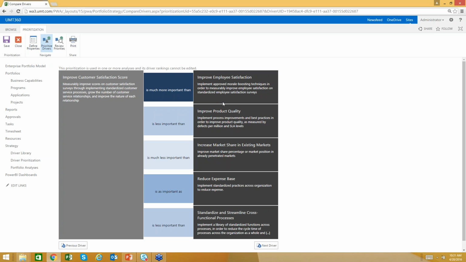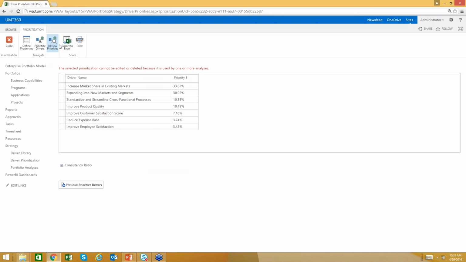Now, I won't bore you with clicking through each of those. I'm just going to fast forward to review priorities. So assume that was completed in a facilitated session with the CIO, and this represents the CIO's priority scores. Increase market share in existing markets is the highest rated driver with 33% of the weighting, and improve employee satisfaction is the lowest weighted driver for the upcoming planning period with 3% of the weighting.